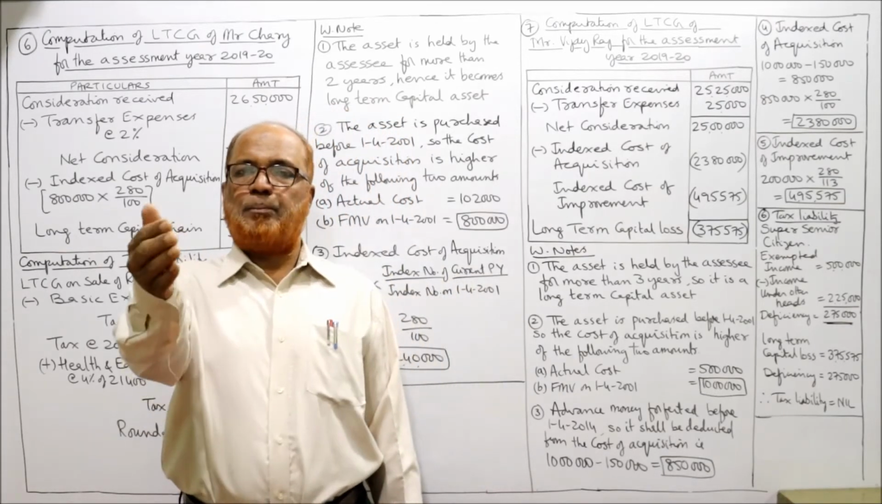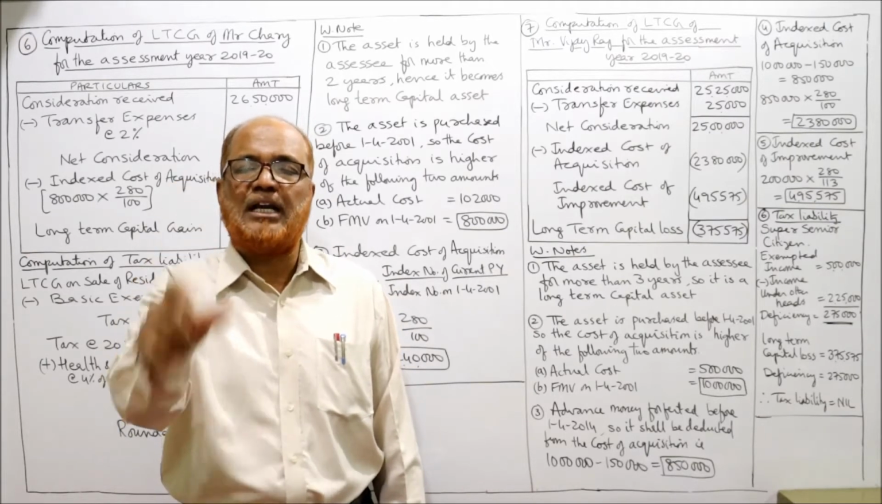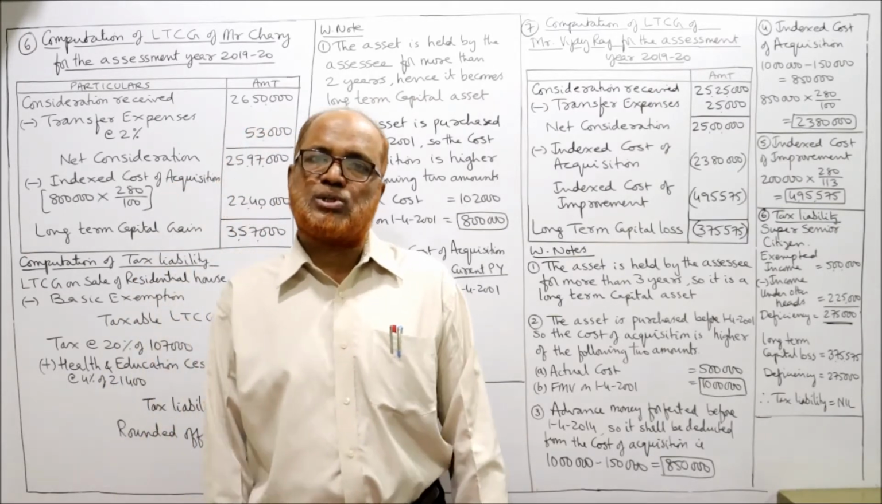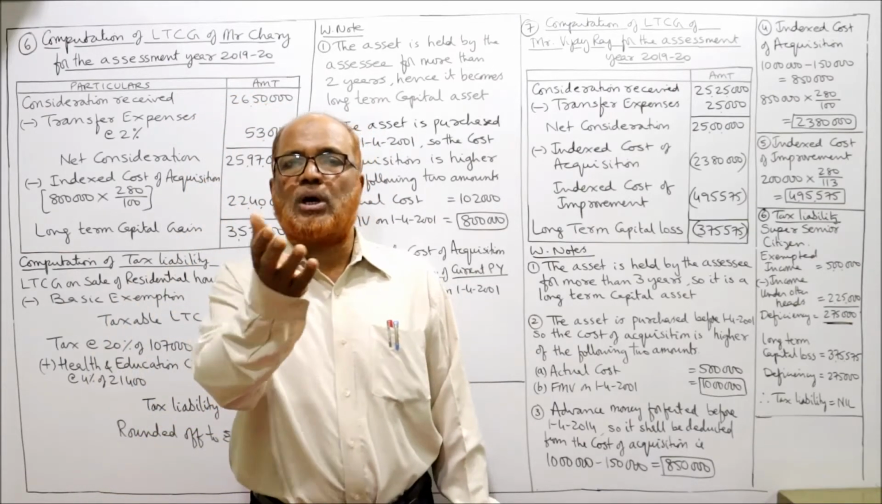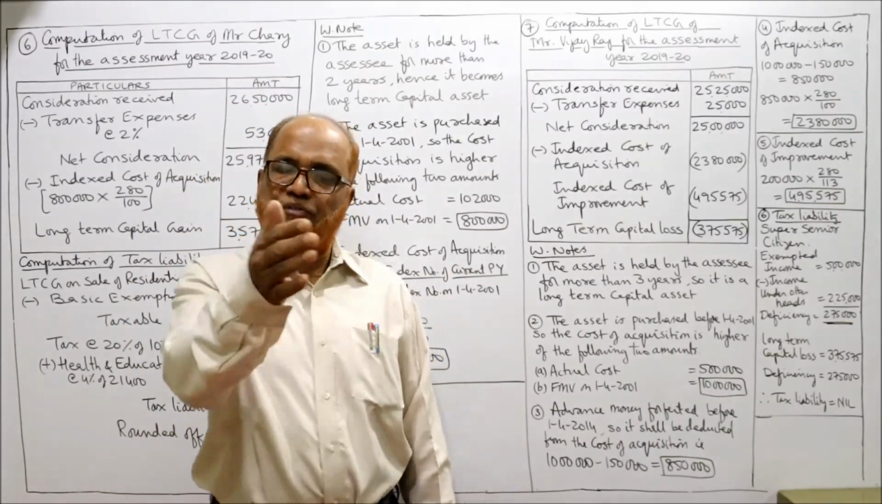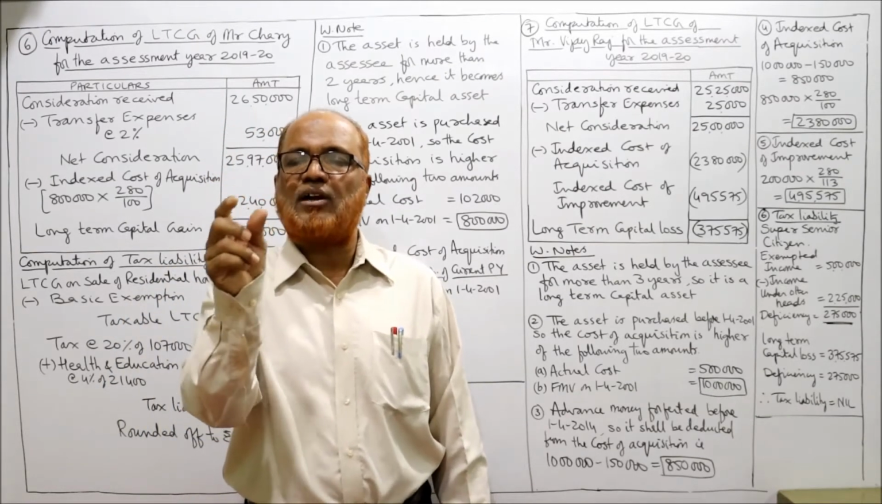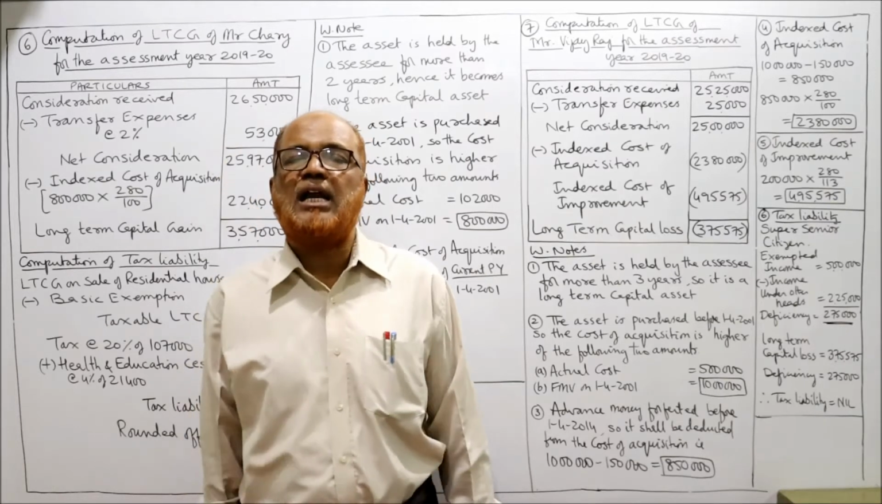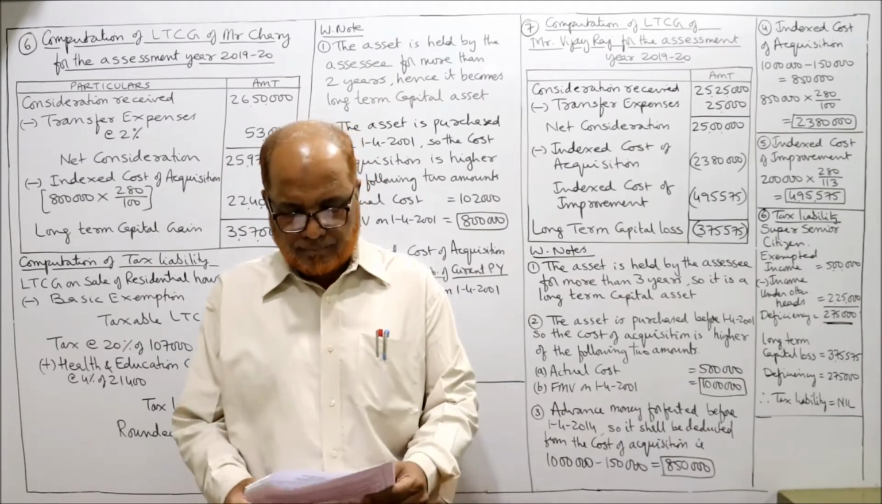If it is forfeited before 1/4/2014, the amount of advance forfeited will be deducted from the cost of acquisition. Here in our problem, the advance is forfeited in 2013. That means before 1/4/2014. So this advance forfeited of 1,50,000 will be deducted from the cost of acquisition.